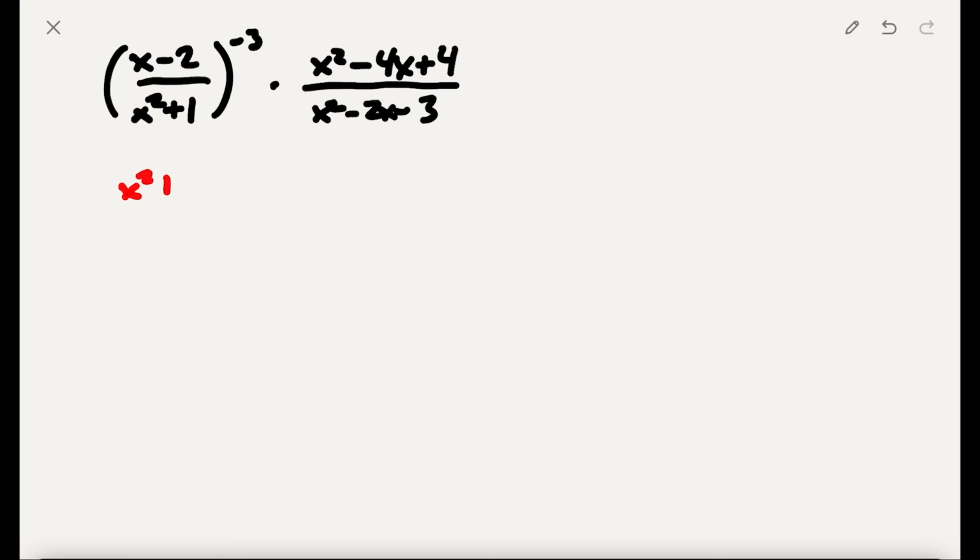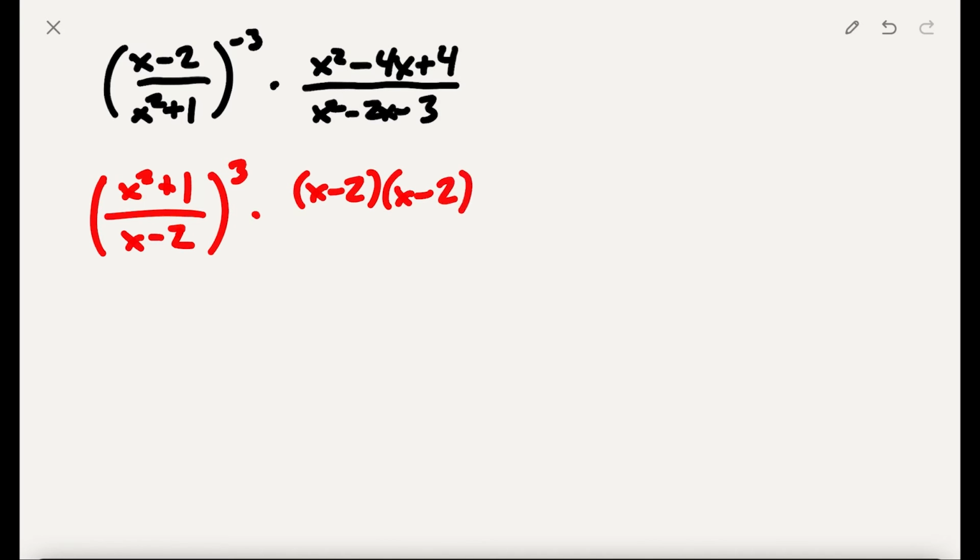It's going to be x squared plus 1 over x minus 2, and it's all to the third power. Okay. Then I'm going to factor that second rational expression. So you're going to get x minus 2 times x minus 2 divided by x minus 3 times x plus 1. Okay. Now from here, what I can do is raise this right here to the third power. So that would be gone away. And then this would also be raised to the third power. And then now I can simplify everything.